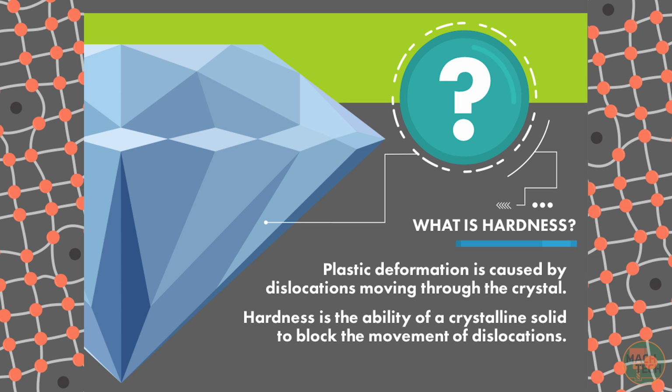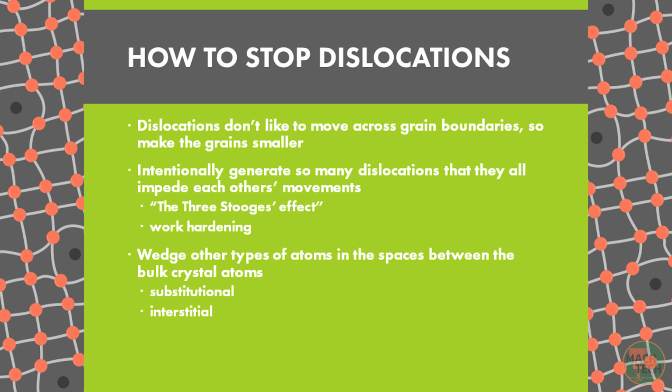But let's go back to those dislocations. We can now write a technically precise definition of hardness. If, as stated earlier, hardness is the ability of a material to resist plastic deformation, and plastic deformation is caused by dislocations moving through a crystal, then hardness is the ability of a crystalline solid to block the movement of dislocations. Think about that for a second. Literally anything that hinders the movement of these dislocations results in increased hardness.